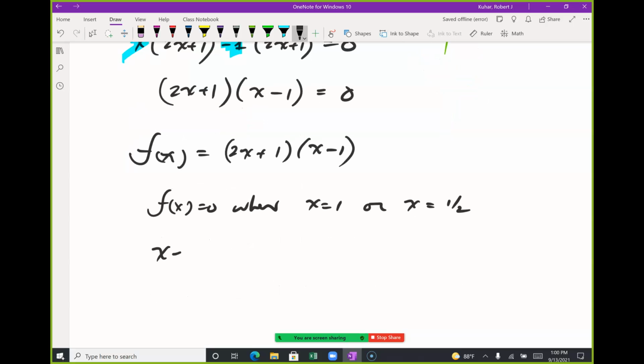So I get x-intercepts of 1, 0 or -1/2, 0. That's what I was doing before. I was screwing up whether I was getting intercepts or something else. And again, I can graph those.